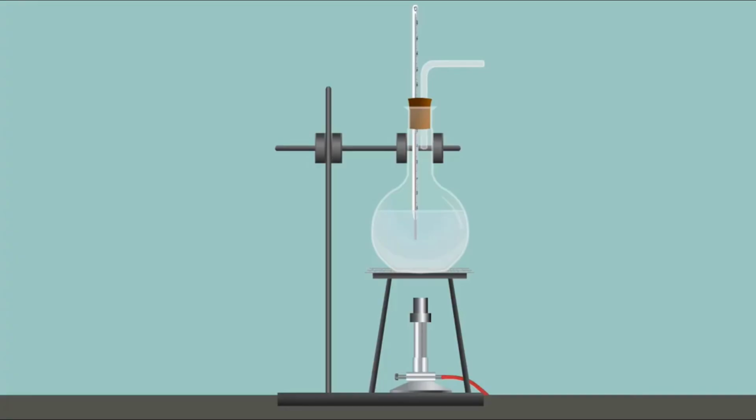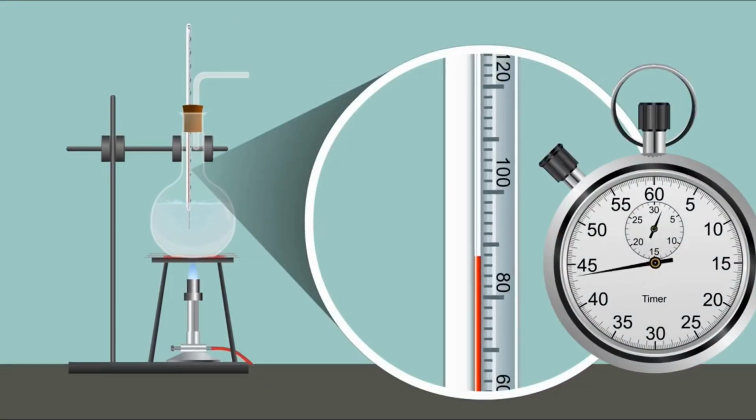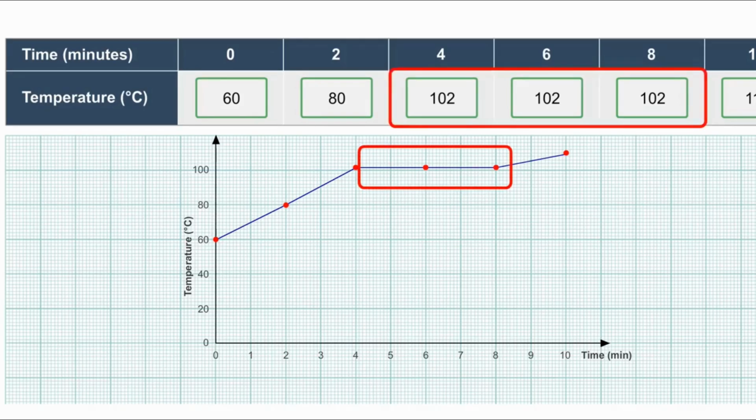To measure the boiling point of seawater, just heat it inside a flat-bottomed flask by using a Bunsen burner. Then record the temperature of the water at 2-minute intervals. The temperature that remains constant between 4 and 8 minutes is the boiling point of seawater. You will find that the boiling point for water with impurities is over 100 degrees Celsius.